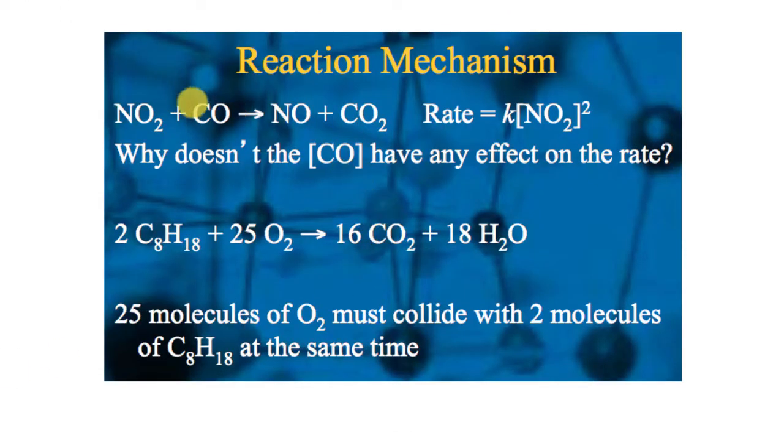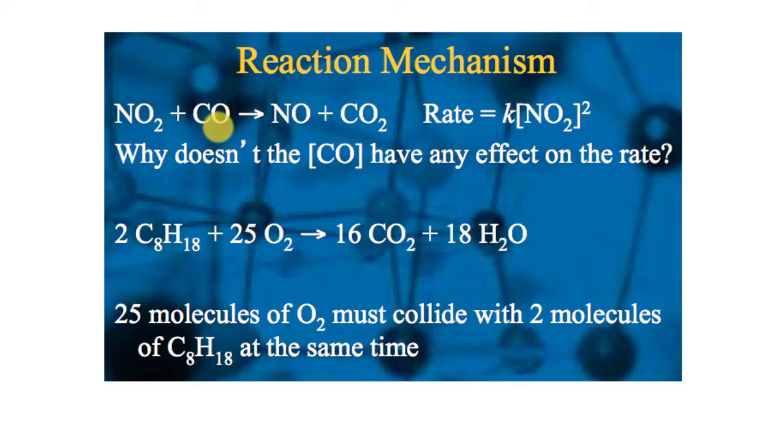So if we take a look at this reaction here, we've got nitrogen dioxide reacting with carbon monoxide. But if we look at the experimental rate of reaction, what we can tell from the differential rate law is that if I change the concentration of nitrogen dioxide, I can change the rate. And what that means, I double this, then we know that this is going to go up by an exponential value. But the question is, why doesn't carbon monoxide have any effect?